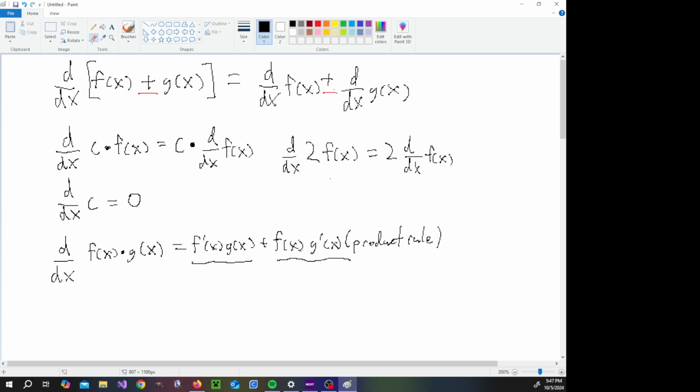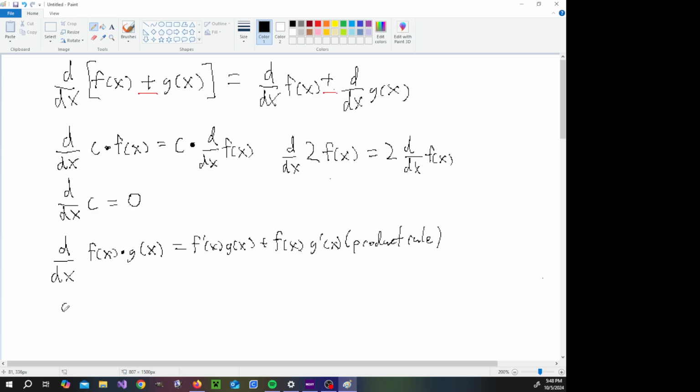And yeah, I did switch notation halfway through, right? Writing the prime instead of d over dx. But again, that's just different ways of writing the same thing. The derivative of f times g plus f times the derivative of g.